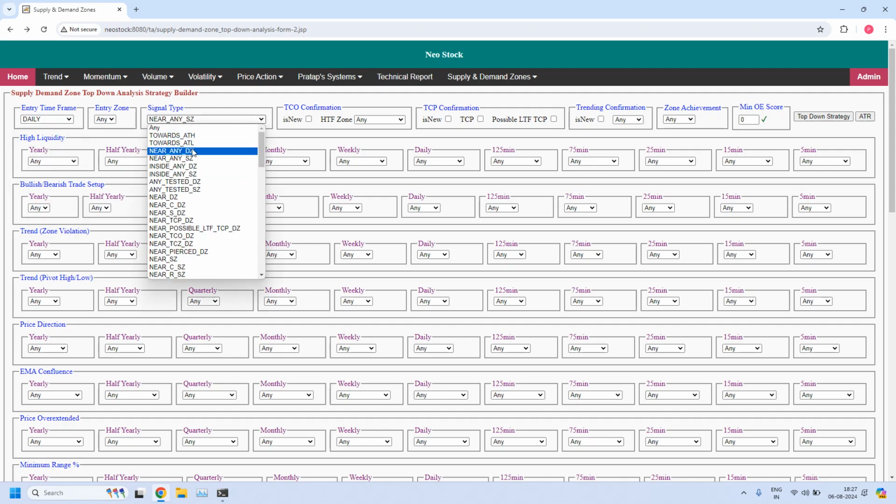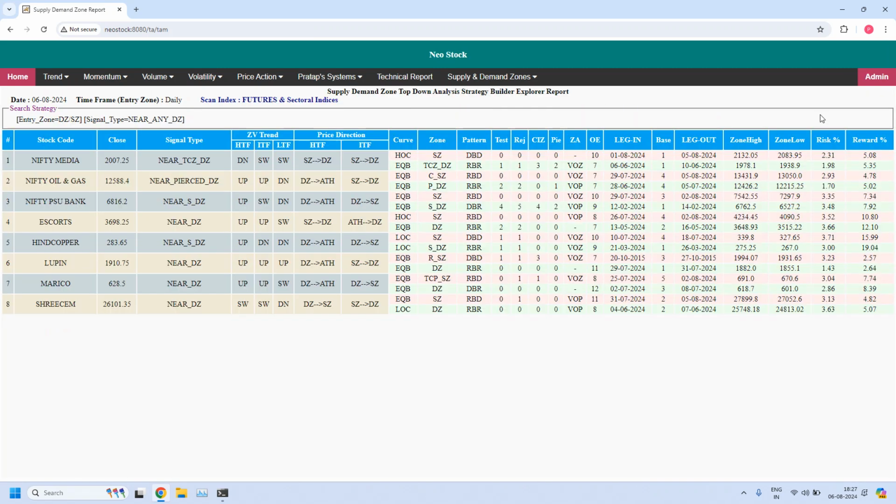Let us find the stocks near daily demand zone. 8 stocks are filtered near to the daily demand zone. Let us identify high liquidity zones from this list. This is a pierced, so you can ignore.